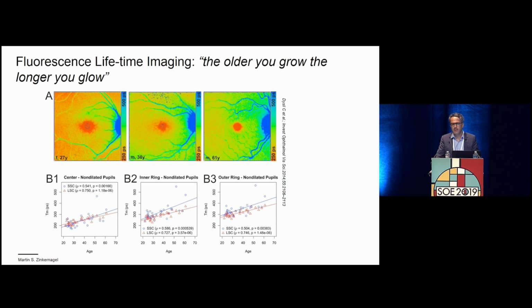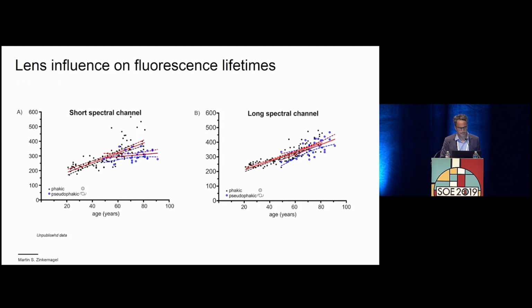Now, we looked at a bunch of healthy subjects, and what you can see here is that there's some dependency on age. So the older you get, the longer these lifetimes tend to be. So the older you grow, the longer you glow. You can see that here. This is a young patient, and the lifetimes are quite short, especially in the center. And when you look at this 60-year-old male patient, the lifetimes are generally longer, and this is statistically significant.